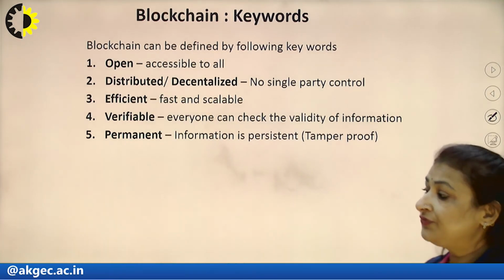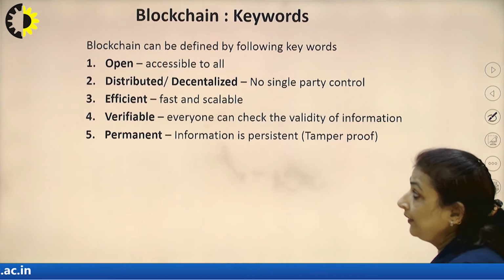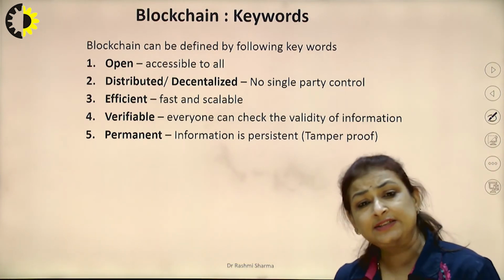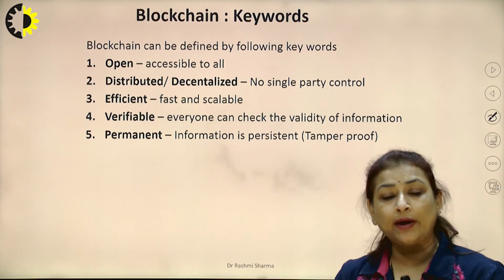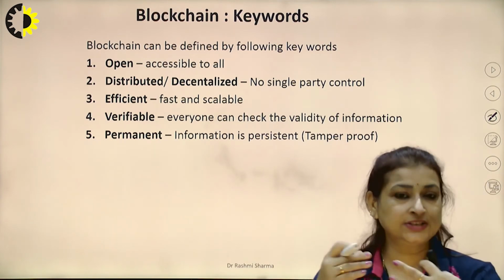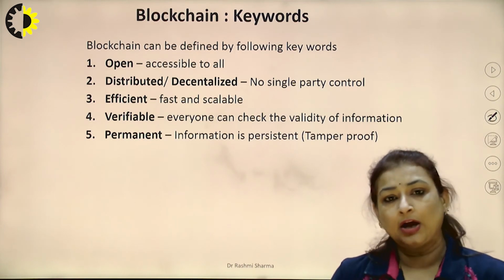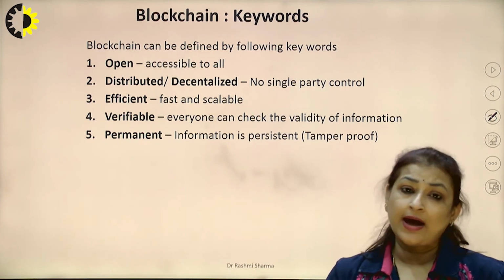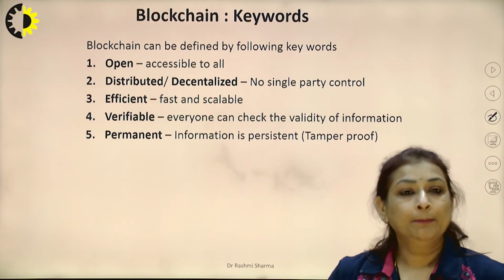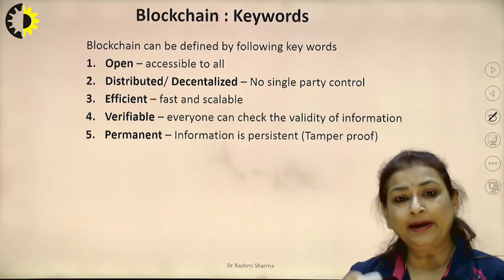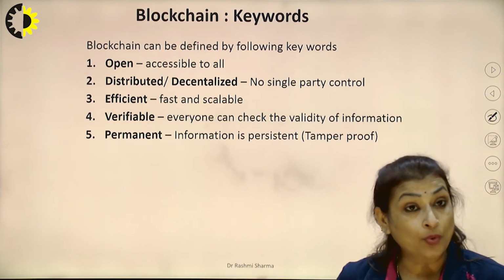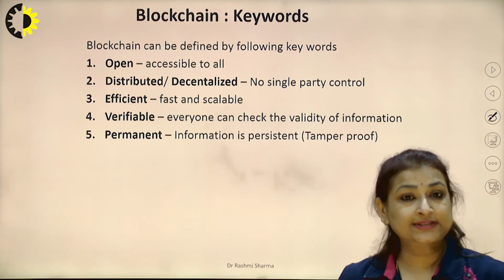So the keywords which we basically use for the blockchain: one is open. Open, that is, it is accessible for all. We don't require, like if I don't have an account in a particular bank, consider PNB Bank, why would I access that server, or they won't allow me to log in. But here, anybody can come and become a part of that particular blockchain. So it is open for all. It is accessible to all.